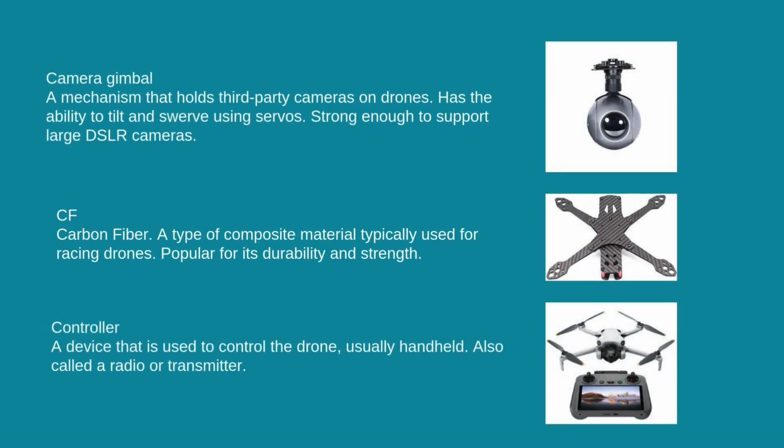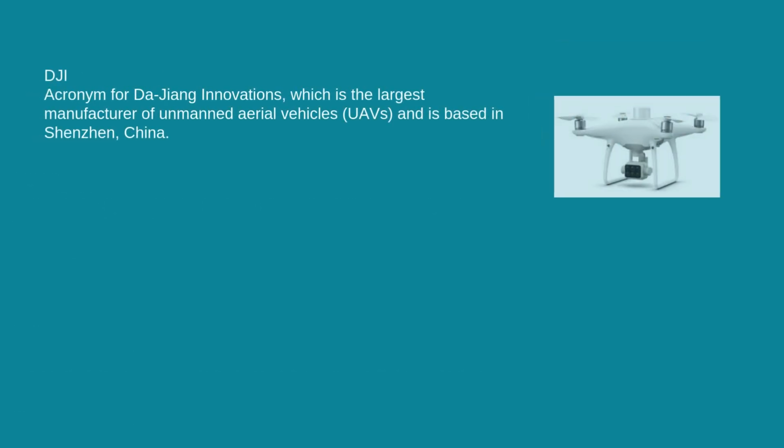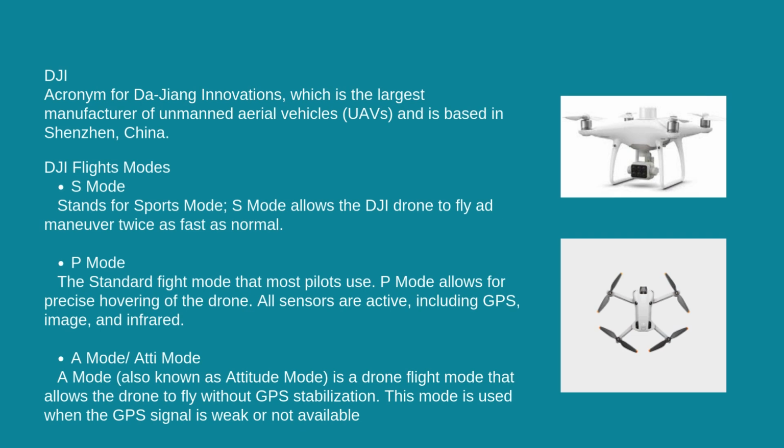Camera gimbal: a mechanism that holds third-party cameras on drones, with the ability to tilt and swerve using servos. CF: carbon fiber, a type of composite material. Controller: a device that is used to control the drone, usually handheld, also called a radio or transmitter. DJI: acronym for Da-Jiang Innovations, the largest manufacturer of unmanned aerial vehicles, UAVs, based in Shenzhen, China. Its flight modes change to S, P, and A.